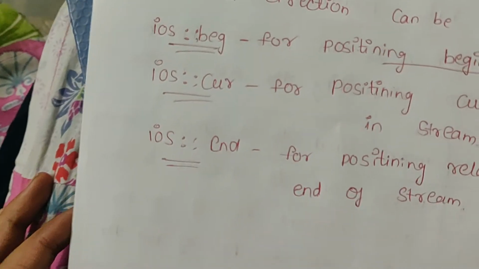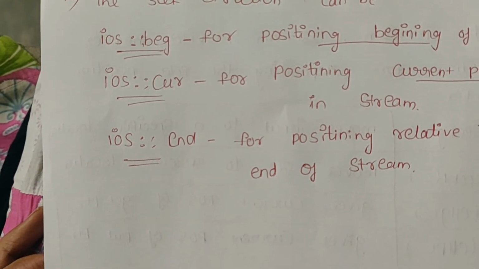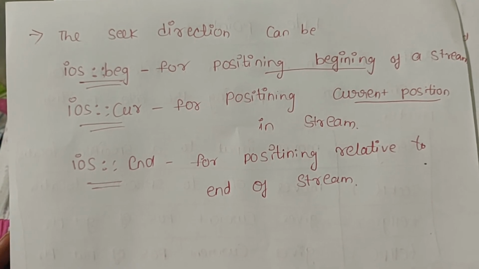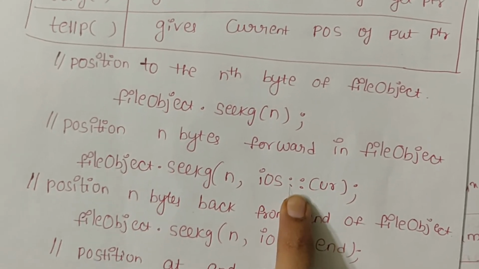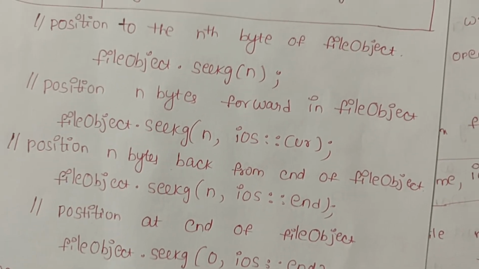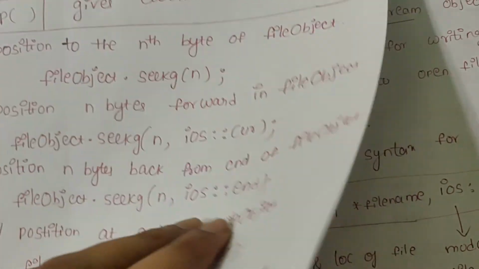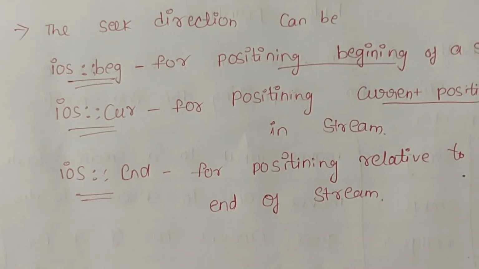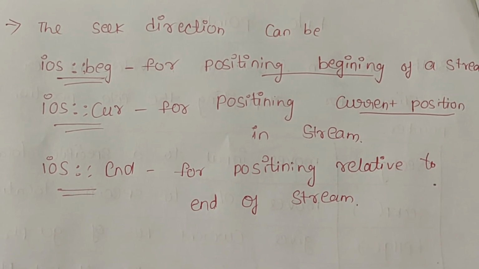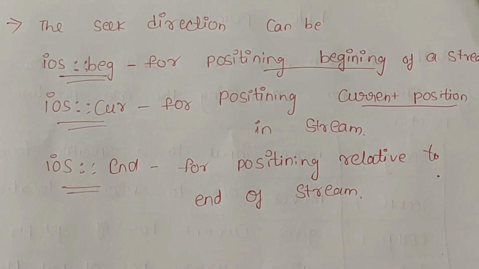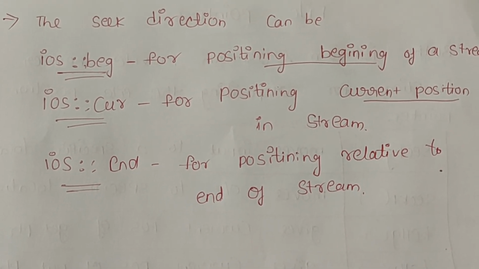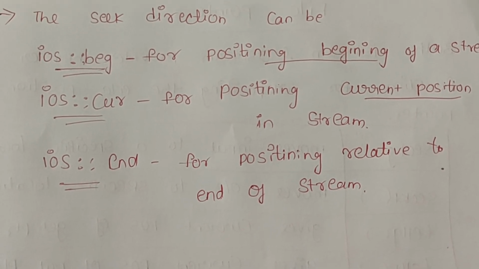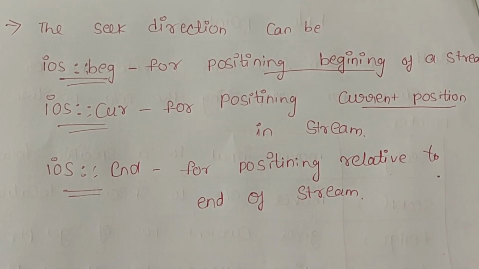So we are talking about the second argument. ios beginning means for positioning at the beginning of a stream. ios current means for positioning at the current position in the stream. In the same way, ios end means for positioning relative to the end of the stream.